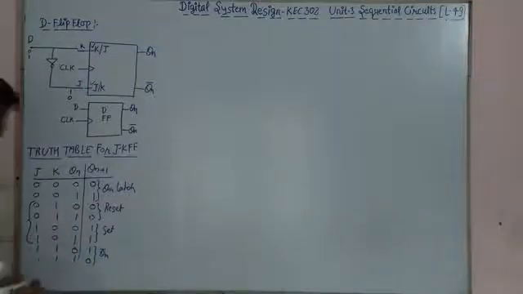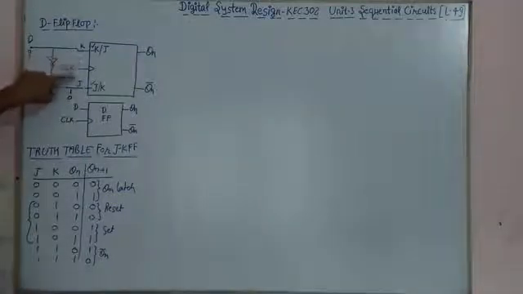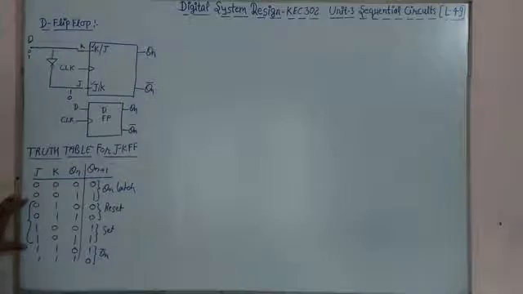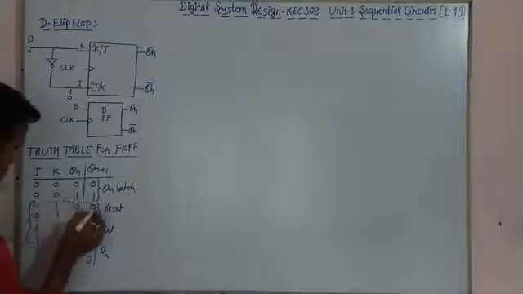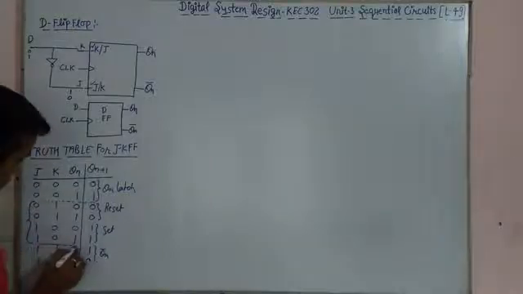Here J and K are both complements of each other. So I am interested here in the 4 middle combinations. Okay, so this is the truth table. This is the truth table for this D flip-flop.